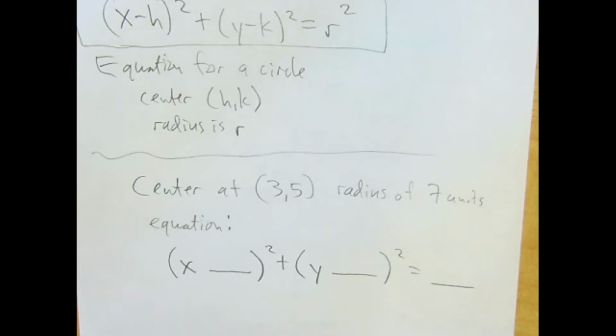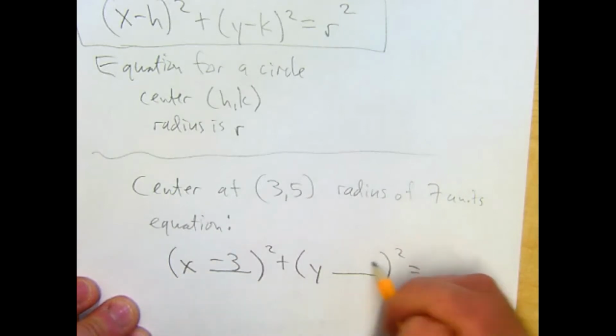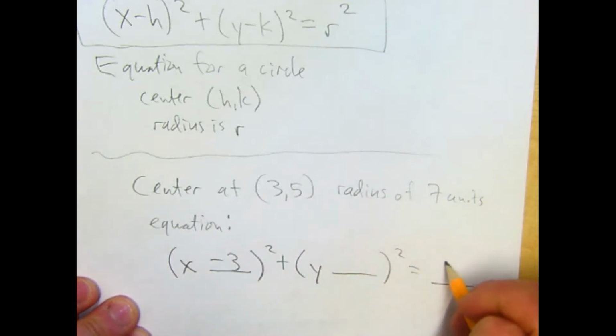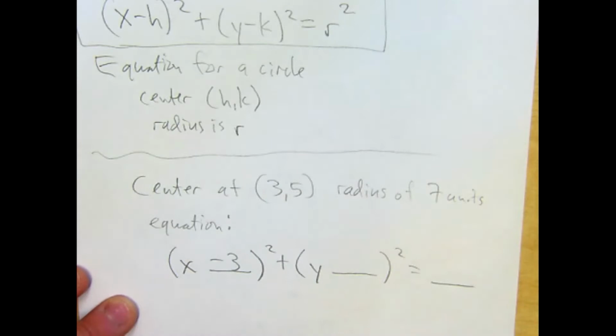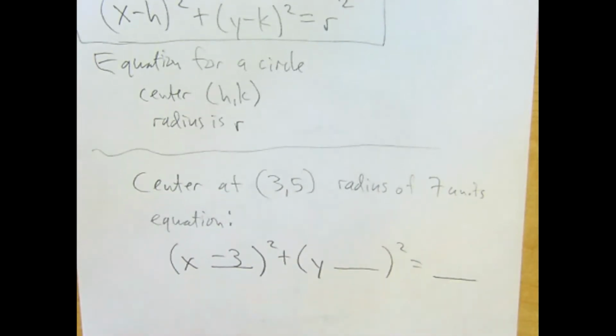Maybe. What do you got? I put down (x minus 3) squared plus (y plus 5) squared equals 7. You're close. You're on the right track. This is right. You have a little mistake here, a little mistake there. You're on the right track. Very close. Haley, what do you got?